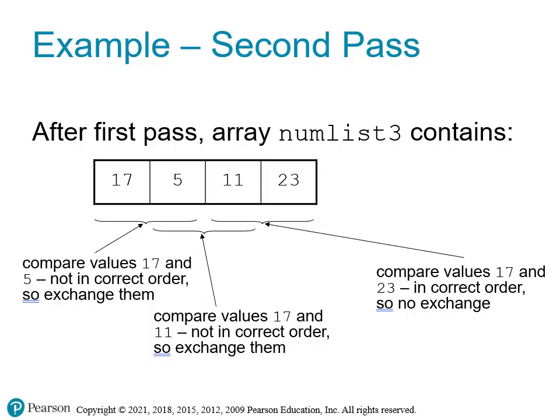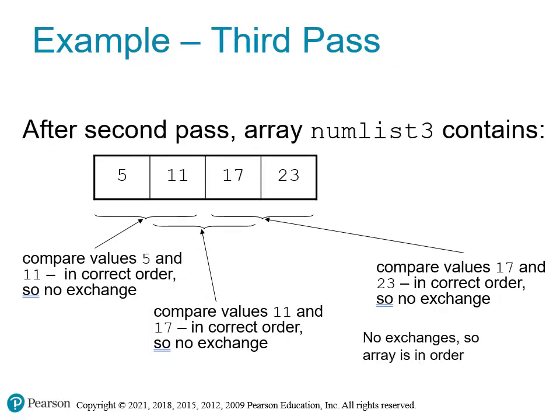Finally, we compare 17 and 23. These numbers are in the correct order, so no exchange is necessary. With the second pass, the array becomes 5, 11, 17, 23, which is now sorted. Notice how each pass bubbles up the next largest element to its proper position, thus the name bubble sort.